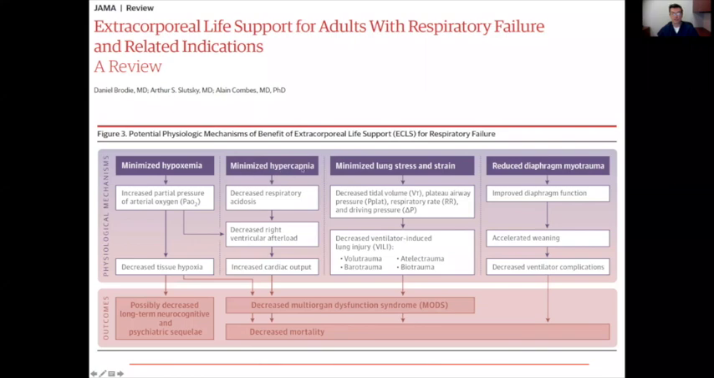We may also be minimizing hypercapnia in those patients who can't ventilate well. That can improve right ventricular afterload, increase cardiac output, and so on. And we might reduce diaphragm myotrauma, the trauma to the diaphragm that occurs with mechanical ventilation, or this kind of rest, with sedation and so on. You can improve diaphragm function, ideally, accelerate weaning, and decrease ventilator complications. But the main mechanism of benefit is this one. So if we can minimize the stress and strain placed on the lung, then that's really where the benefit of putting somebody on ECMO is.